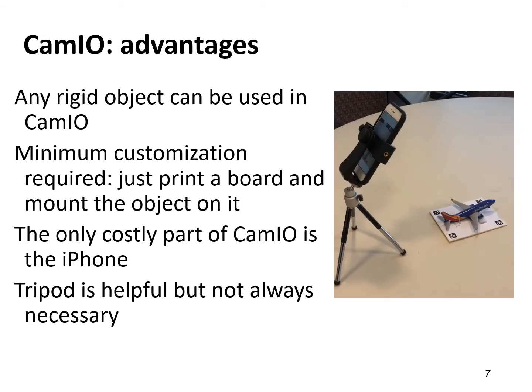So the advantages of this approach, pretty much any rigid object can be used with CamIO. Just a minimum of customization is needed. You have to print a board out, you have to mount or attach the object to the board, and really the only costly part of the CamIO approach is the iPhone or iPad that you need to have to run it. As shown in this picture, a tripod can be helpful, but it's not always necessary, and we'll see some variations of this.